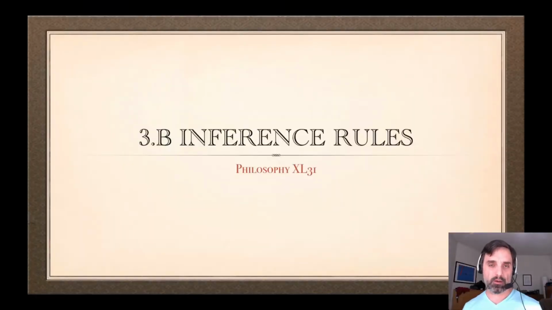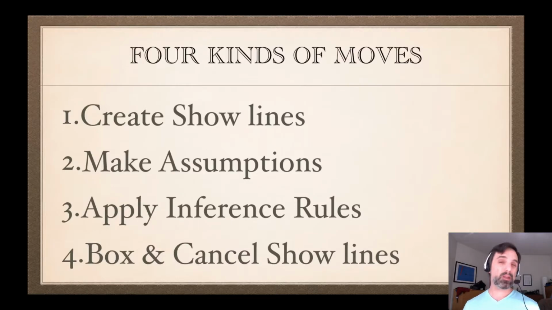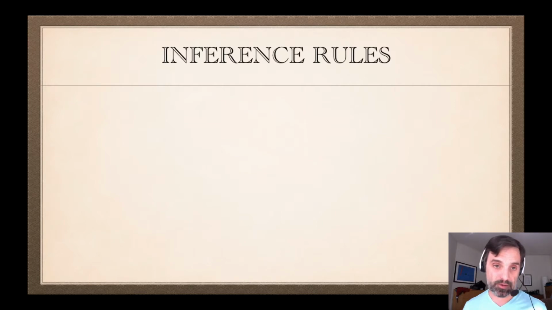In this short video, I'm going to discuss inference rules in the derivation system. There are really a bunch of kinds of moves we can make inside of a derivation. We can create things called show lines, we can make assumptions, we can apply inference rules, we can box and cancel show lines, and as we'll see, we can also write down premises. But we're going to be focused on the application of inference rules.